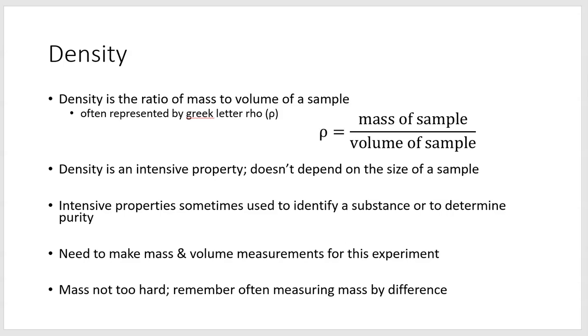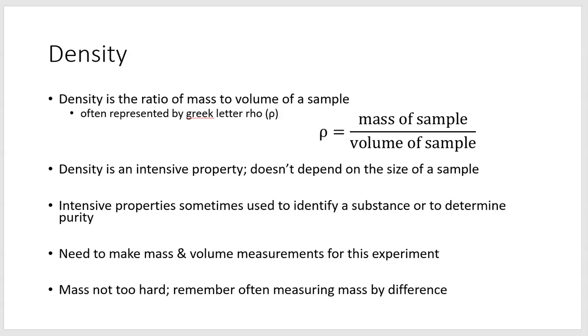But if I make a measurement of an unknown liquid, and I find its density is 1.05 grams per milliliter, I can say this isn't water, or it's water that is somehow mixed with something else. So it's not pure water. And that's a really helpful property. There are a number of intensive properties used to do this. Melting point and boiling point are examples.